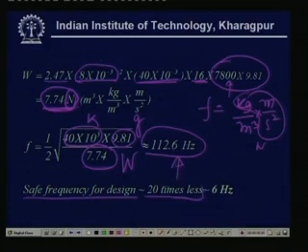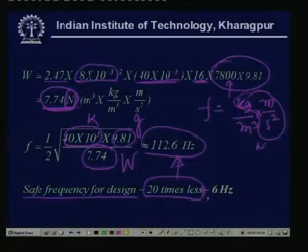Okay. Because if you take 20 times less, then not only the first mode, but all of the harmonics of the frequency, up to around 20 harmonics, you can take care of. Okay. So, that comes out to be approximately 6 hertz.